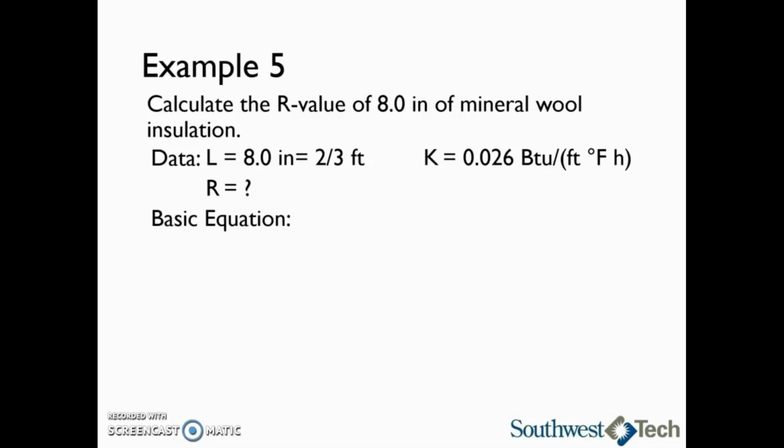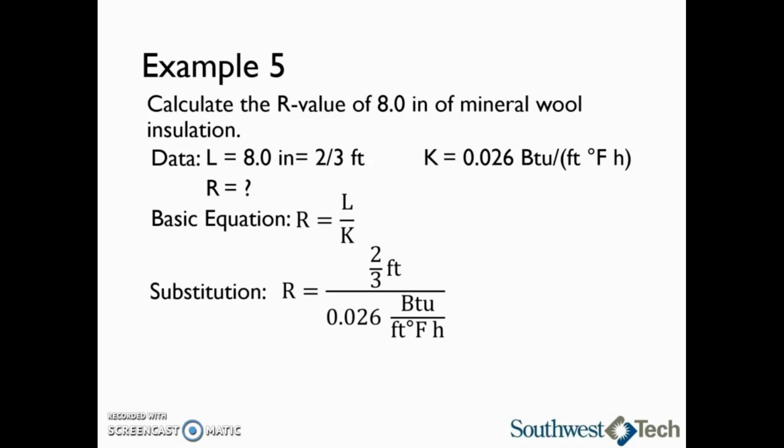The basic equation for R is that R equals L divided by K. Substituting, we have 2/3 of a foot divided by 0.026 BTU per foot degree Fahrenheit hour. This gives us an R value of 25.6 square feet degrees Fahrenheit per BTU per hour, or since those are some really ugly looking units, R 25.6. This concludes our discussion on heat transfer.